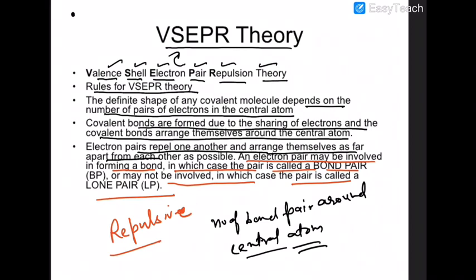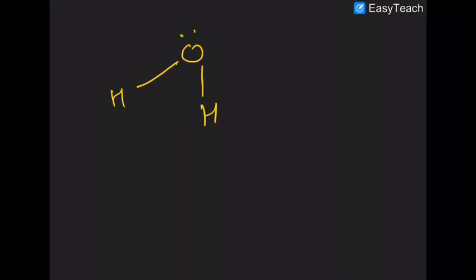Are you getting that? Let's take the example of the water molecule. In the case of water, look at the octet of oxygen. There are two bond pairs and two lone pairs.